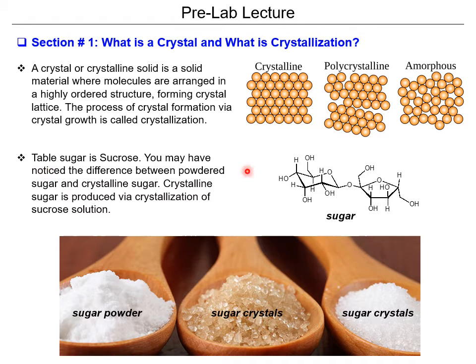Table sugar is sucrose, which is this molecule right here. You may have noticed that there are different kinds of sugar. There's a crystalline sugar, there's a powdered sugar. When it's more powdered, it's more likely to be amorphous, of course. Amorphous solids can be any kind of random consistency. Here you can see the sugar powder, which is probably amorphous. If it's colored like this but looks kind of like a crystal, it's likely to be polycrystalline. And sugar crystals are usually white, as are most compounds, with some exceptions, when they're in their crystalline form.